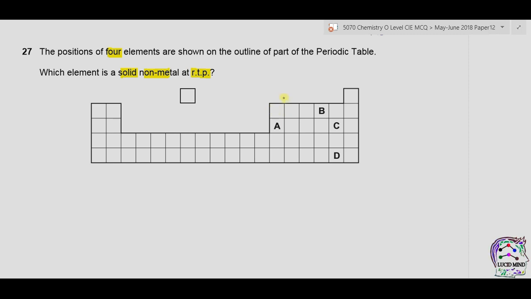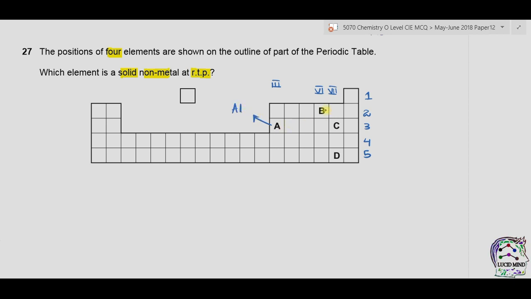From periodic table we can find out the groups and periods. This is group 3. Then we have group 4, 5, group 6, group 7 and this is group 8 or group 0. Then in periods we have first period, second period, third period, fourth and fifth period.